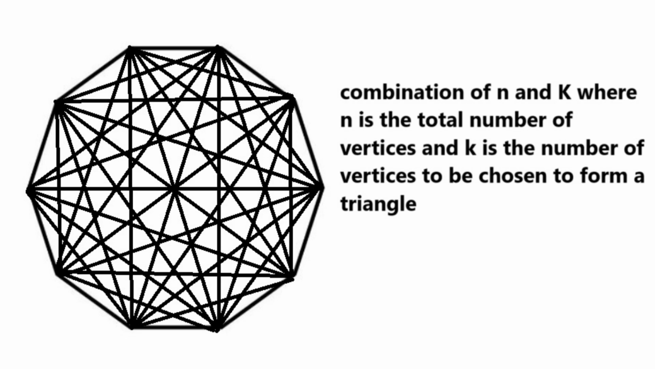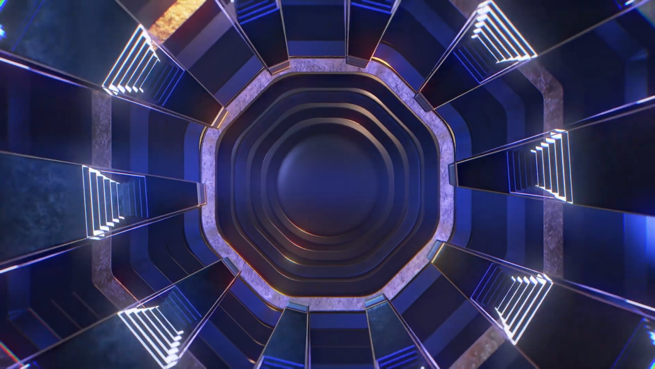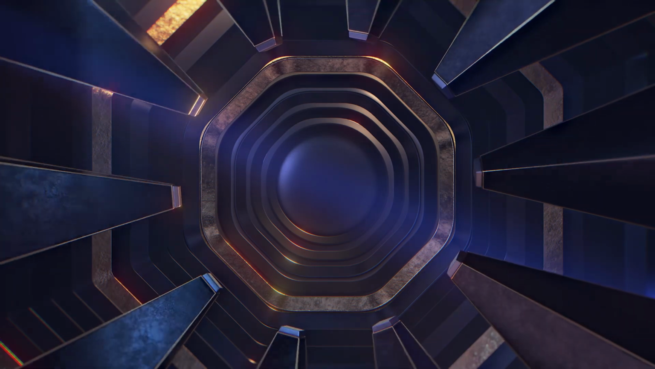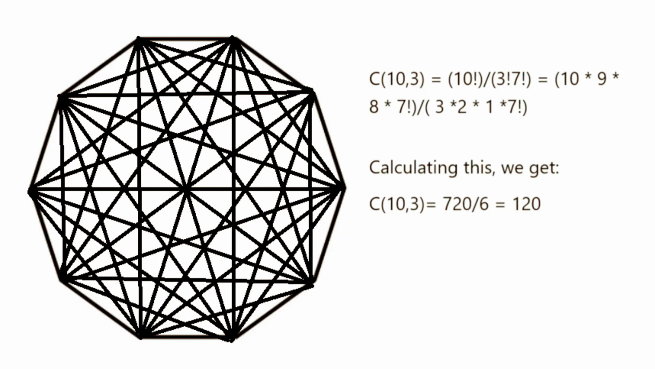In this case, the formula would be n choose k, where n is the total number of vertices and k is the number of vertices to be chosen to form a triangle. Obviously, n cannot be smaller than 3, as the shape won't be a polygon. Coming back to our example, we can solve it like this.